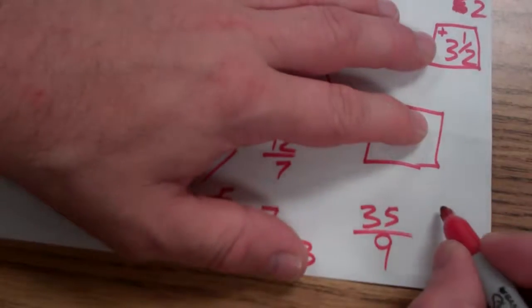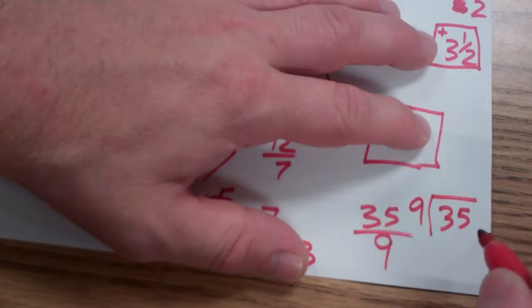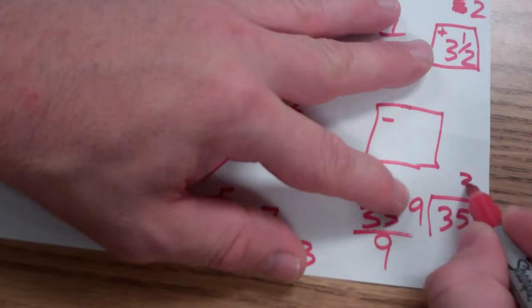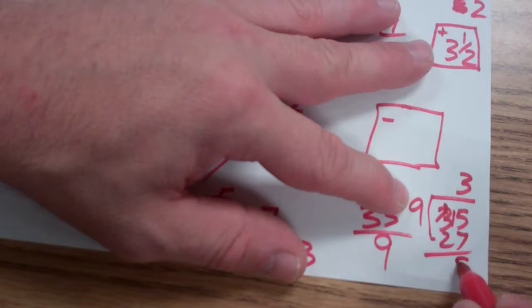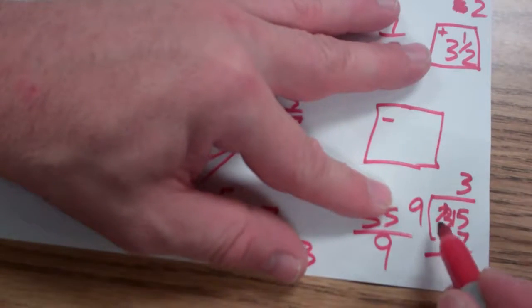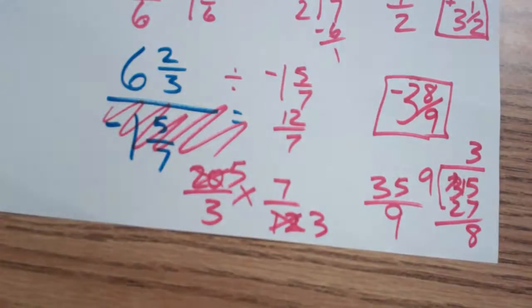To review, simplify. 2 things on top of each other means divide. Top number goes in the box. 9 will go in there 3 times. Minus 27 is 8, so that would be 3 and 8 ninths. 3 and 8 ninths. So I already know it's negative. Negative 3 and 8 ninths.